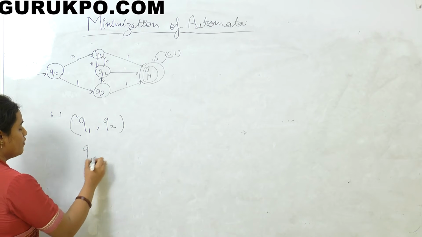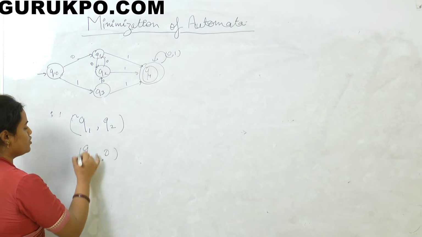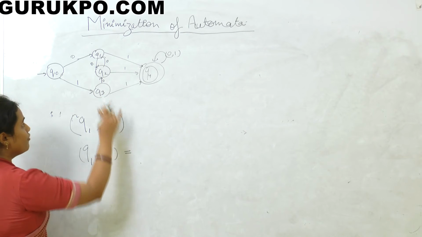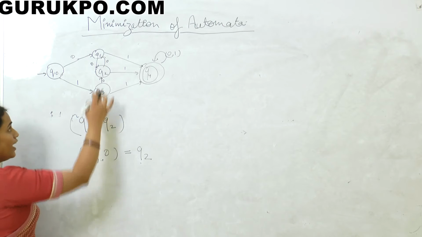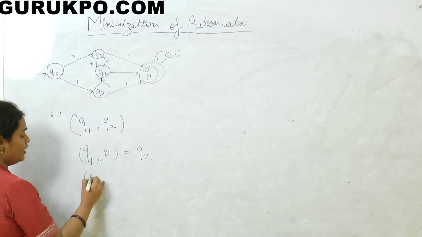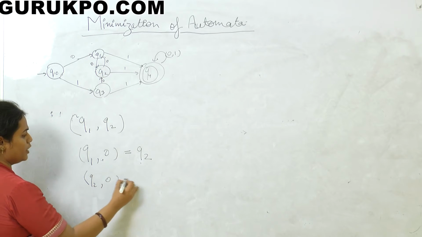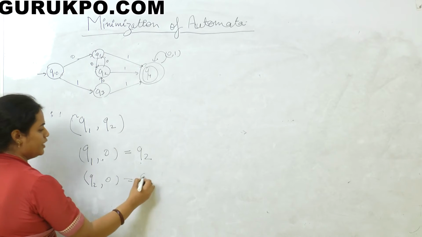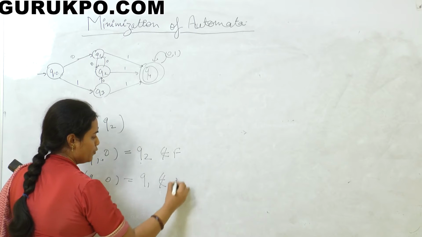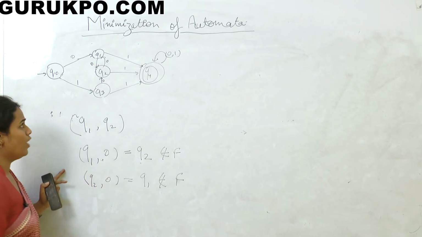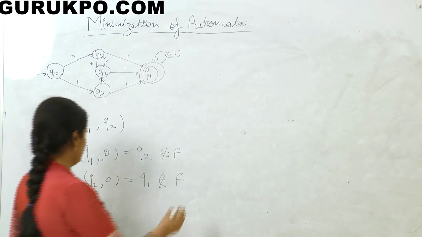At Q1, when I am giving the input 0, I am reaching the state Q2. At Q2, I am giving the input 0, I am reaching the state Q1. Both do not belong to the set of final states. Now again we will check for Q2.